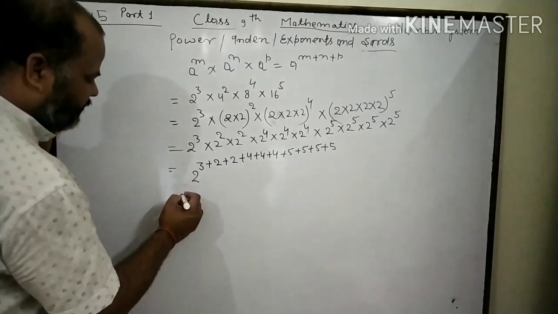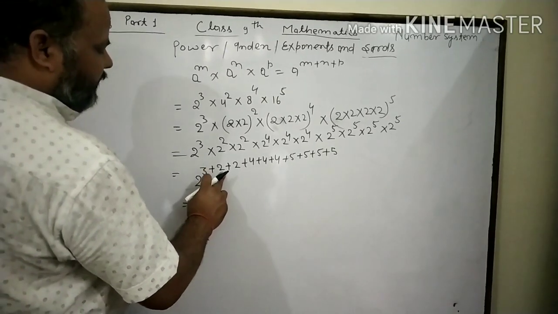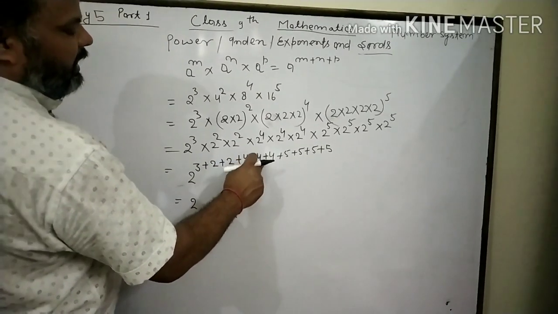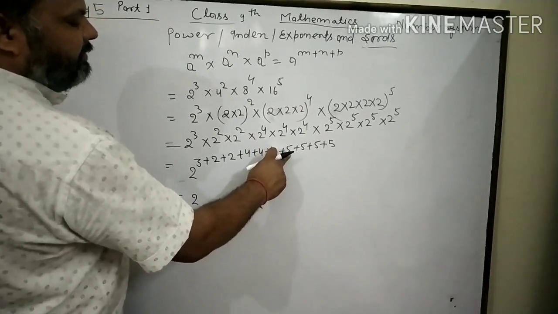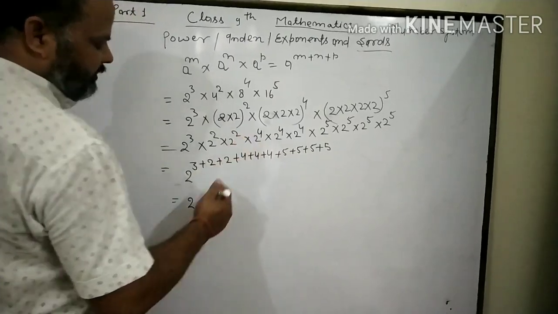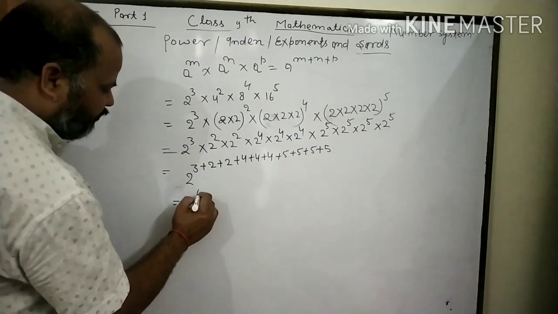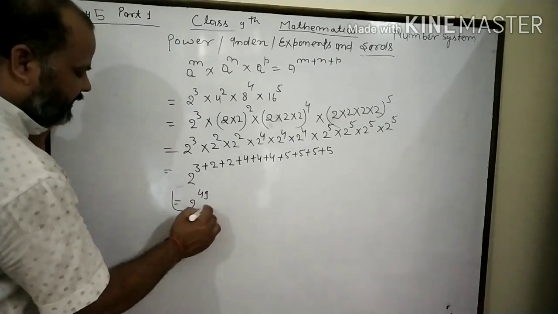Clear? Then 3 and 2 are 5, 5 and 2 are 7, 7 and 4 are 11, 11 and 4 are 15, 15 and 4 are 19, and 19 and 20 total 49. Then 2 to the power 49 is our answer.